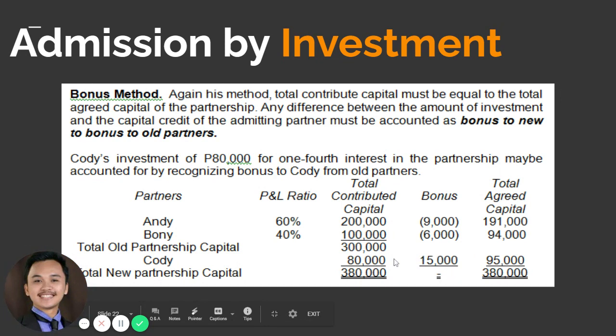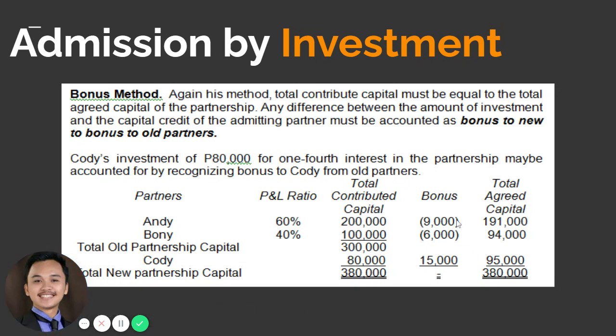The bonus now goes to the new partner. That bonus to the new partner will be deducted, or absorbed, by the old partners using their profit and loss ratio. So therefore, 15,000 times 60%, Andy will be decreased by 9,000, and 15,000 times 40%, 6,000 for Bonnie. So to compute for your total agreed capital, 200,000 minus 9,000 is 191,000 for Andy. For Bonnie, 100,000 minus 6,000, 94,000. And then for Cody, 95,000.